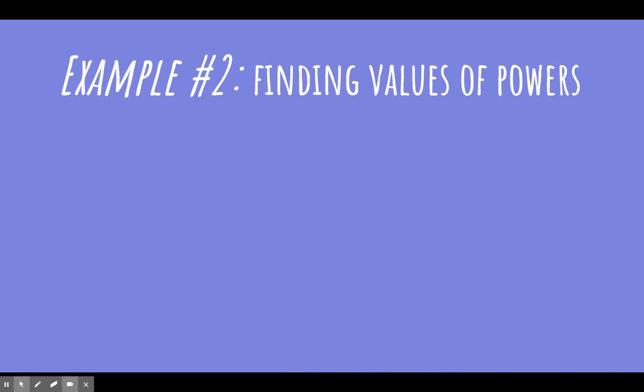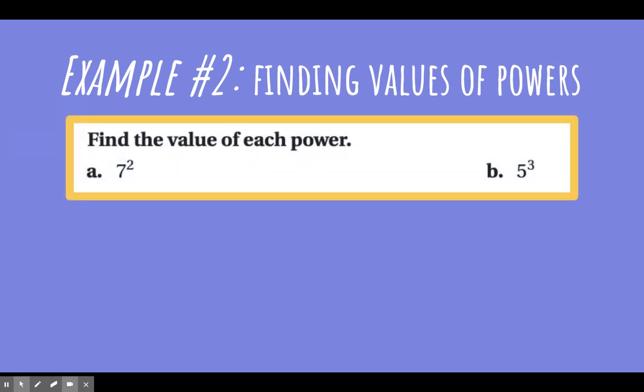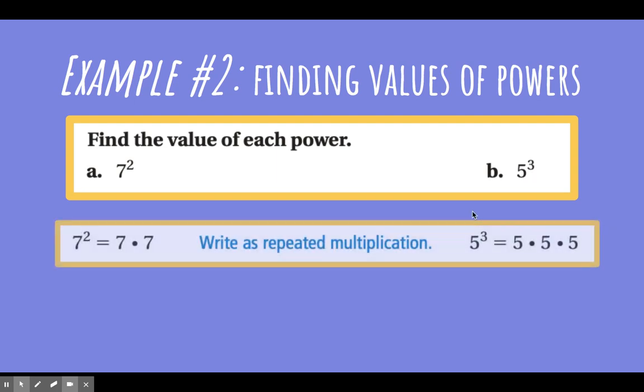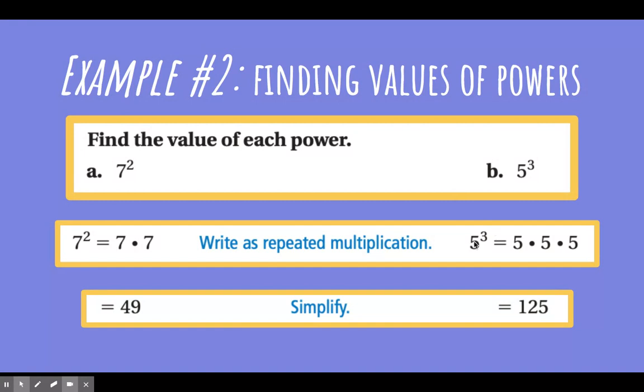Now, when you work backwards and you are given the power, we have to go backwards. So if we're given 7 squared, or 7 to the 2nd power, this is really going to be 7 times 7. And 5 to the 3rd power is really going to be 5 times 5 times 5. Remember, it's repeated multiplication of the same factor. This is not 7 times 2, and this is not 5 times 3. So when we pull out 7 squared, we get 7 times 7, which is 49. When we pull out 5 cubed, 5 times 5 times 5, we get 125.